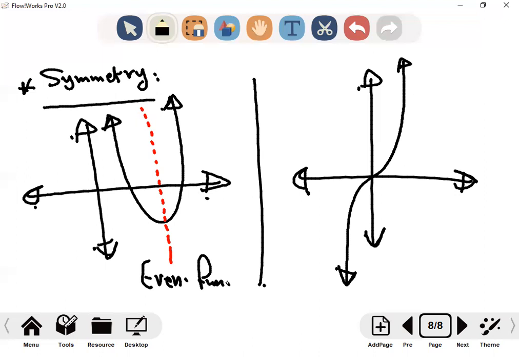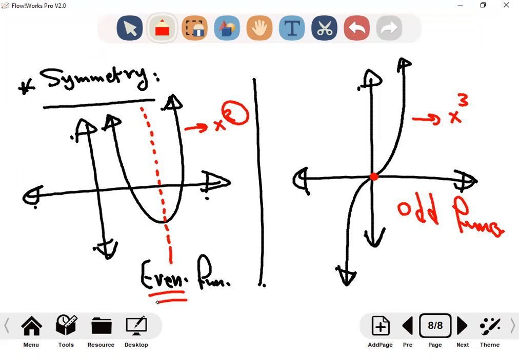Now we have point of symmetry. Here you cannot make a line, but you can make a point of symmetry. This point cuts the curve into two identical parts. This we call odd functions. By the way, this graph is for x to the power 3 and this graph is for x to the power 2. Focus. 2 means even, 3 means odd.